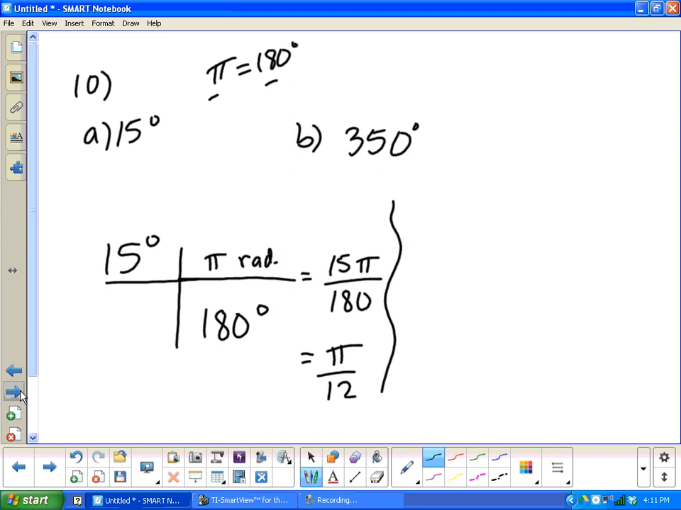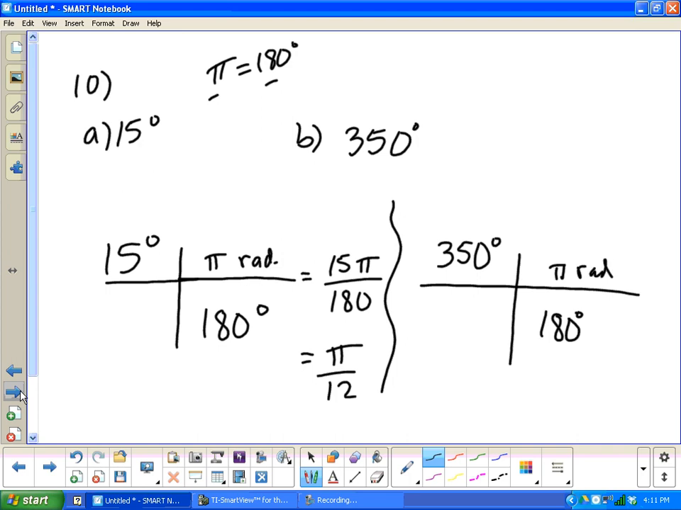Now, on part B, we're doing 350 degrees, really not any different, just a bigger angle. Recall, we've got 180 degrees in pi radians. The degrees cancel out, so we're going to get 350 pi over 180. Notice the zeros could cancel when I reduce it. I don't think there's a common factor with 35 and 18, so we just get 35 pi over 18 radians.